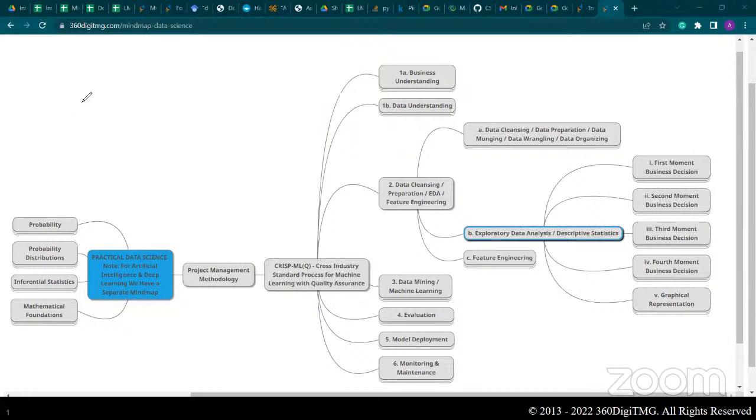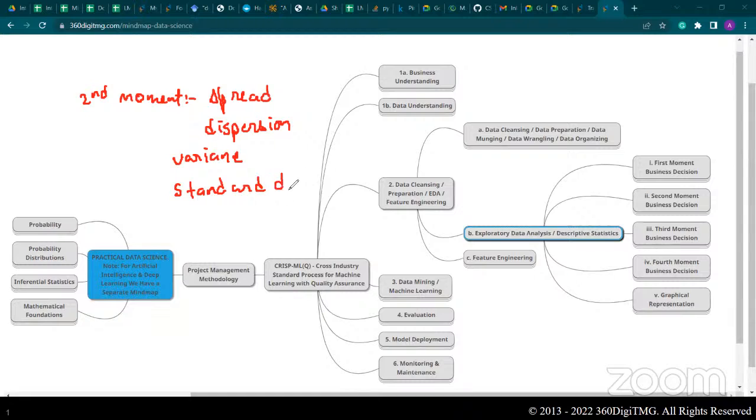And the second moment is all about the spread of the data, or we can say it is all about the dispersion of the data. So in this, we calculate the variance, the standard deviation, as well as the range of the data. Now we have a formula for variance. We calculate using that. For us, it is easy because we directly use Python.